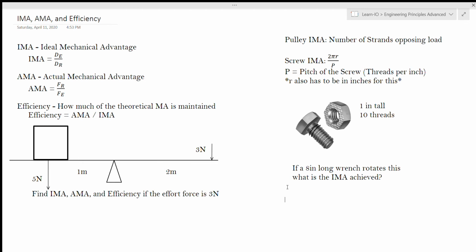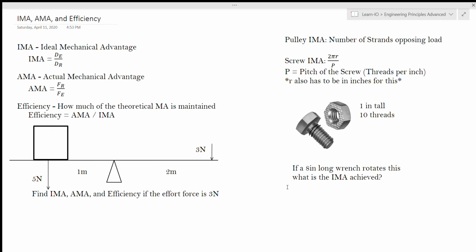Today we're going to be talking about IMA, AMA, and efficiency. So if you don't already know what mechanical advantage is, I do recommend going and watching the first Engineering Principles course, where we cover mechanical advantage and just some of the basics of it before coming back to this. So let's jump right into it.